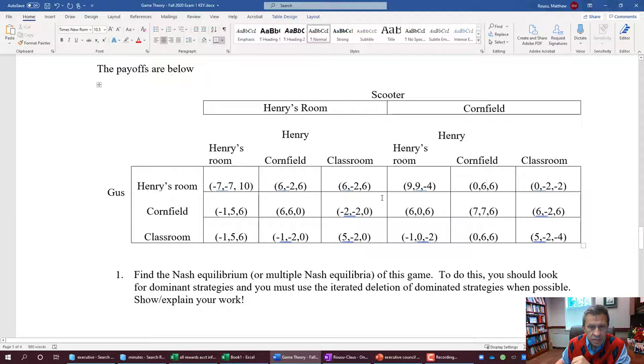Gus does not quite have the same overall hatred of the classroom that we see from Henry. But outside of that, Gus's preferences are somewhat similar. Likes hanging out with other people, but really as long as he's not busted. Like if in the classroom alone with Henry, if Henry were to go in the classroom, Gus is fine. Gus does not mind being in the classroom. He does not mind going into the cornfield if others are in the cornfield. Does not want to go to the cornfield by himself, right? So Gus's preferences are somewhat the same. Loves to be with others, doesn't want to get busted.